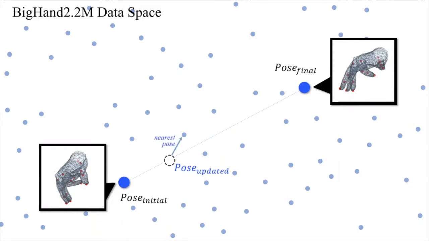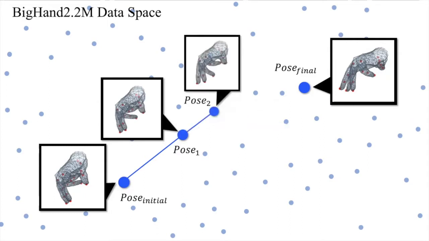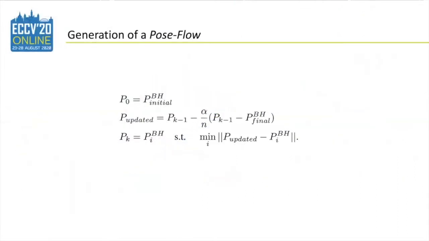For authenticity of all poses during the variation, from the initial to the final poses, we pick a pose within the BH dataset that is nearest to the current updated pose. Such a pose selection is repeated during the length of a sequence to create a pose flow. The pose flow generation procedure can be summarized as follows.